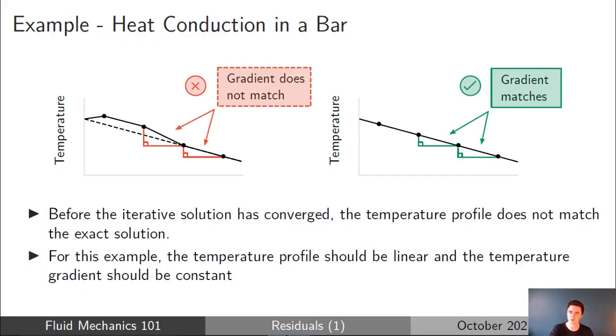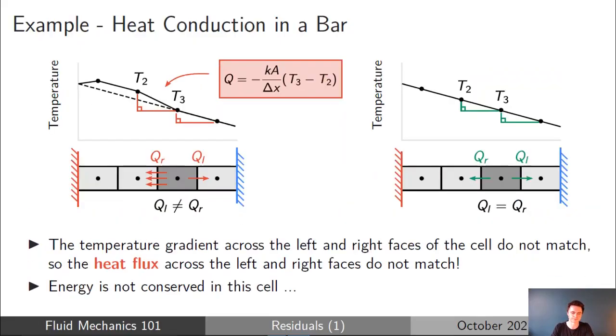Now, before we've converged, we may have some random temperature profile that doesn't necessarily agree with what our final solution is. And if we look at the gradients between those points, we can see that for this example, the gradients don't match. That's a really interesting observation that will help us to understand residuals. Now, for that case on the left, because the temperature gradient doesn't match on each of the sides of that centroid, that also means that the heat flux doesn't match out of both sides of the cell.